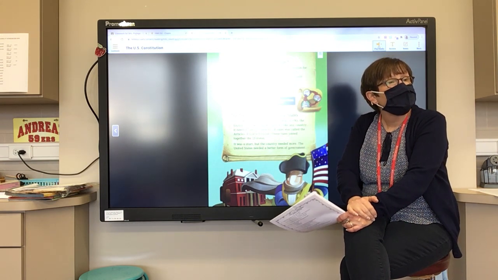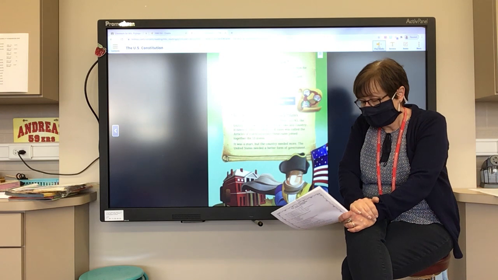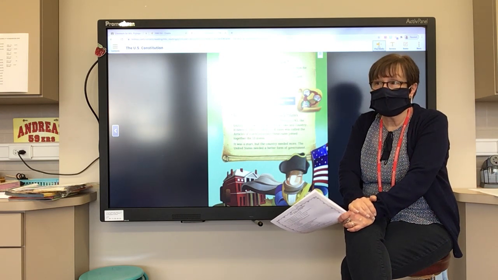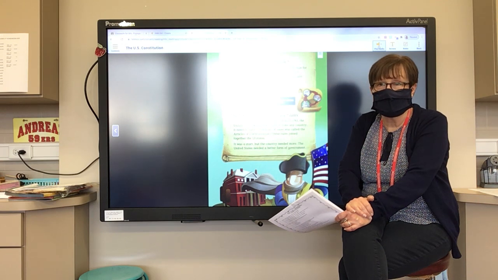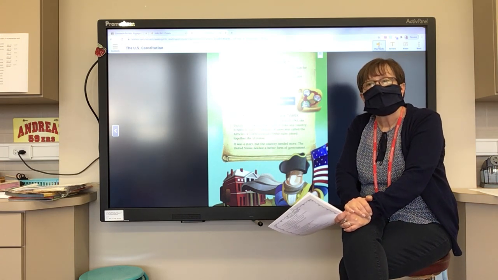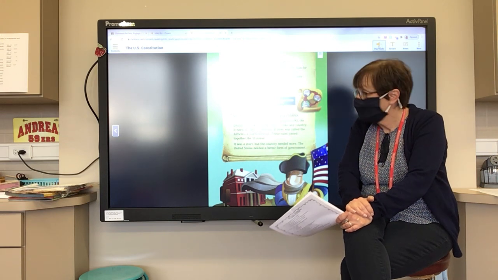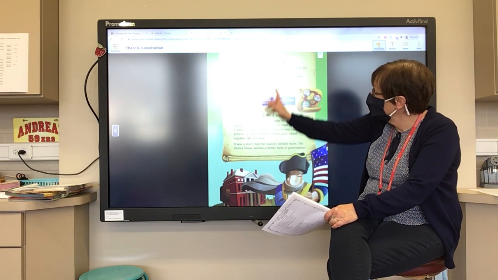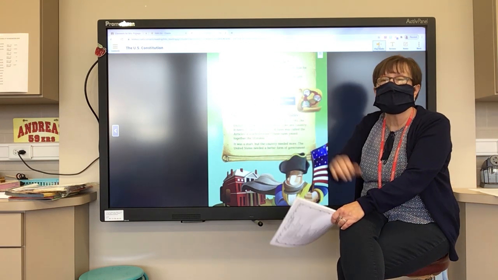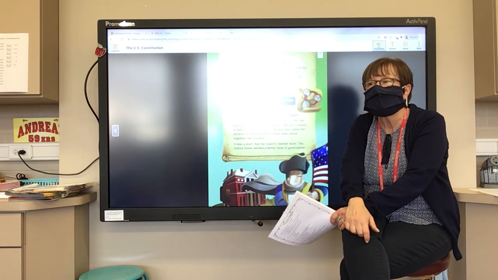Logan? The Constitution is a symbol of democracy. That's right, it is a symbol of democracy. Teddy? As I said, James Madison wrote the U.S. Constitution. Yes, it doesn't say that on this page here, does it? We're talking about the actual Constitution itself. What's in the Constitution? Jensen?